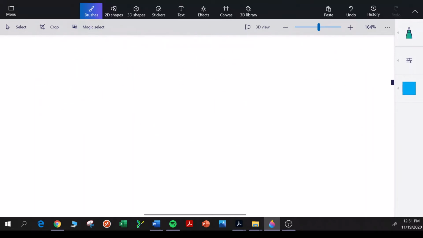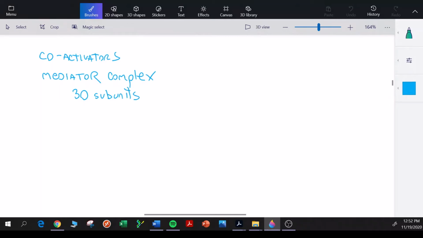Enhancers work through, well, we already said that transcriptional activators bind enhancers, but coactivators are needed for those enhancers to promote transcription of a target gene. Probably the most important coactivator in eukaryotic cells is called the mediator complex. This is a giant complex made up of up to and slightly over 30 protein subunits.